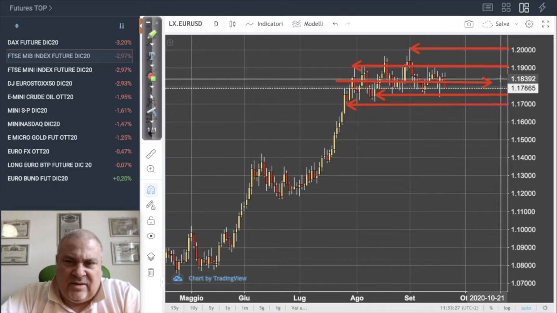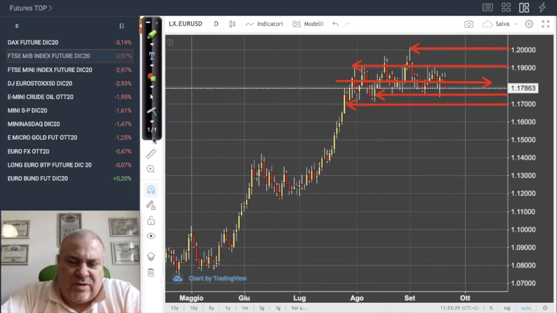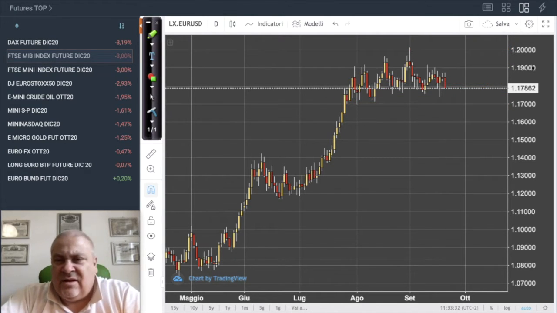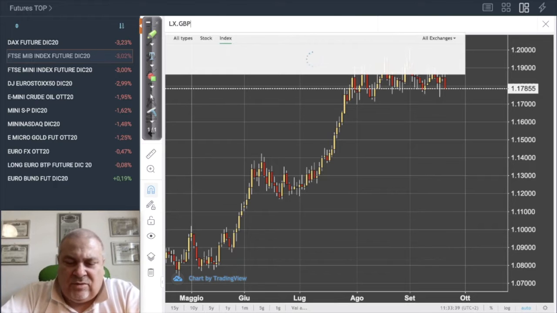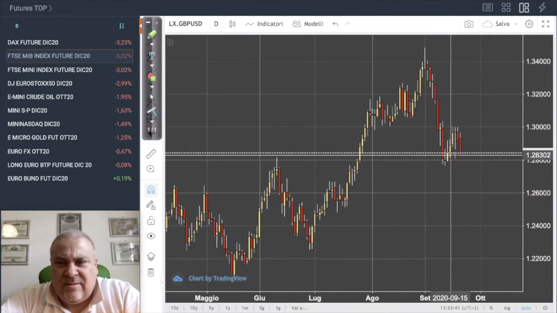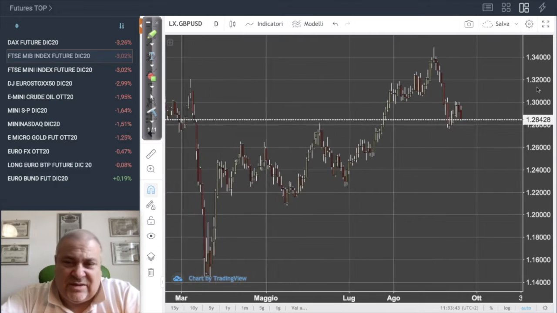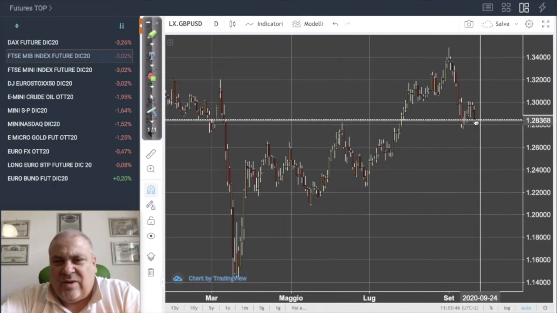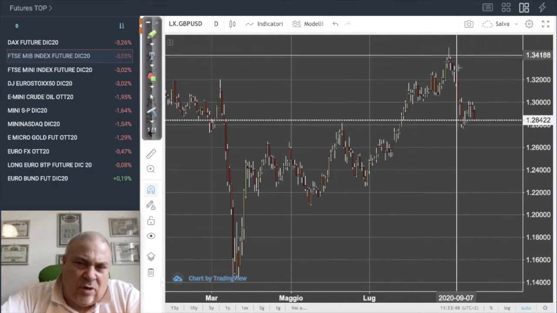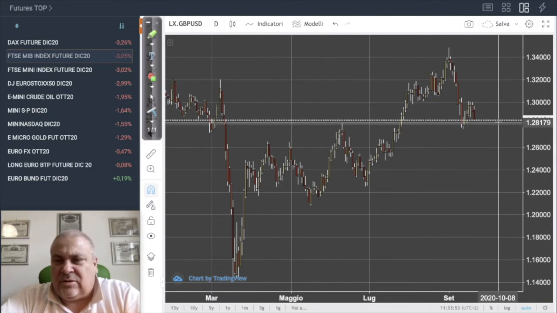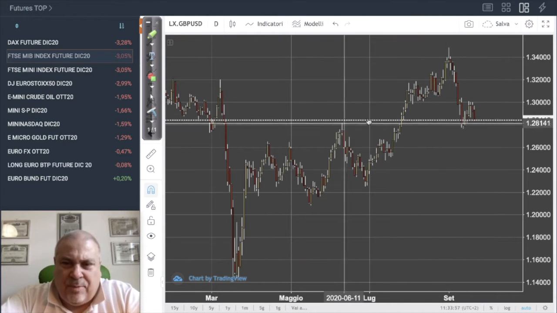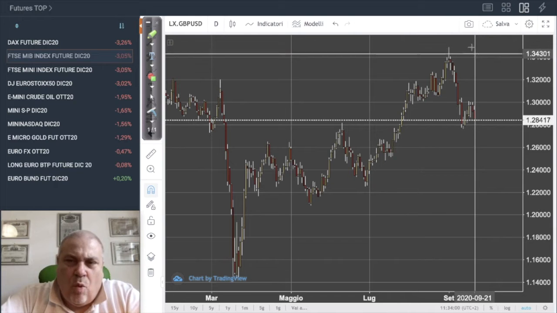So it's a very interesting situation, because we can clearly see that the euro dollar market is completely flat at the moment. Let's switch to the GB pound US dollar, the cable, to see if the situation is like that. It is quite similar, and in this case we have the dollar becoming stronger than the pound again, and trying to reach again the support that we can now see clearly at 1.28.